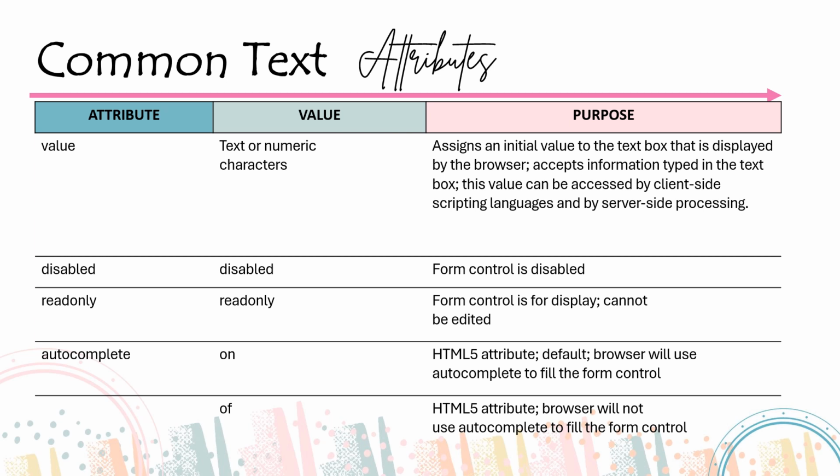This value can be accessed by client-side scripting languages and by server-side processing. The next is the disabled attribute. Its value is disabled. The purpose is that the form control is disabled. Next, the readonly attribute. The readonly attribute has the value readonly. The form control is for display and cannot be edited.